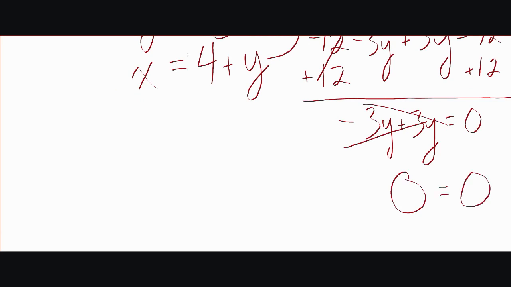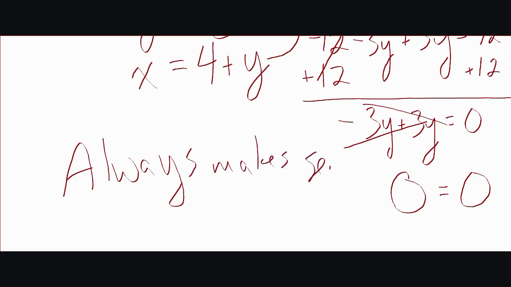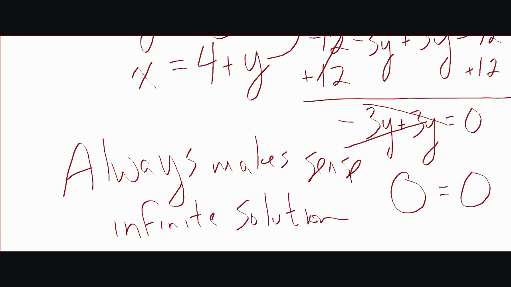Now that looks a little wonky, doesn't it? There's no variables left. But 0 is equal to 0. This is true. This always makes sense. If it always makes sense, that means there's always a solution. And if there's always a solution, that means there are infinite solutions. So this system has an infinite number of solutions.